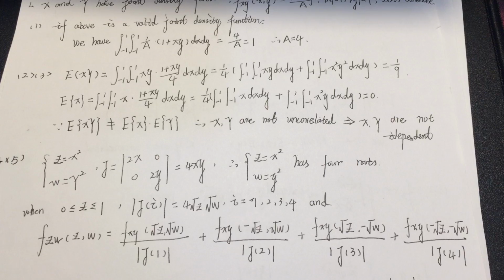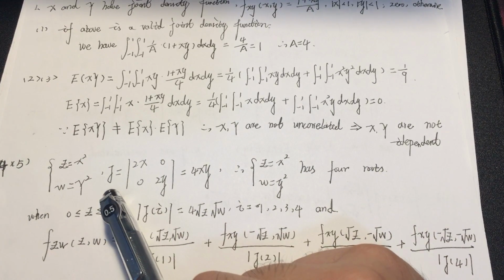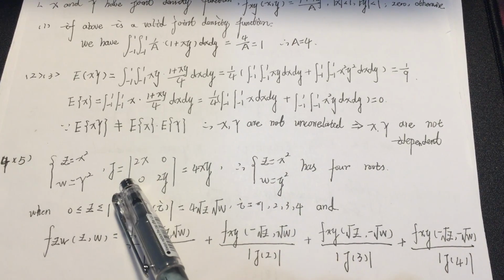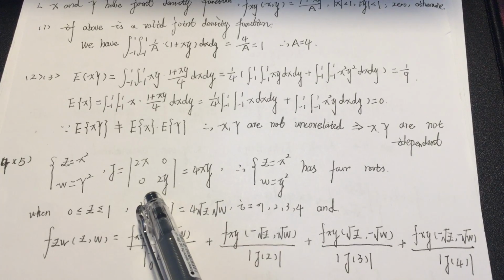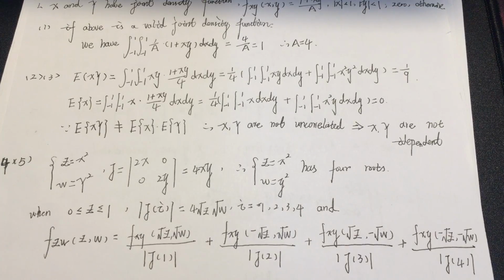So question 4 is asking about finding the joint density function of X squared and Y squared. We can write Z equals X squared and W equals Y squared, and we can write the Jacobian matrix as this, and we can know J equals 4xy.